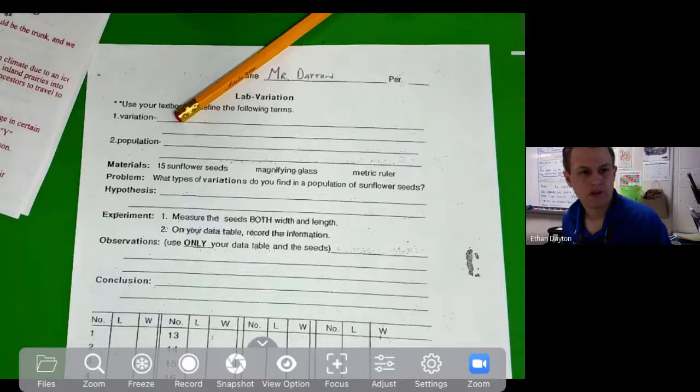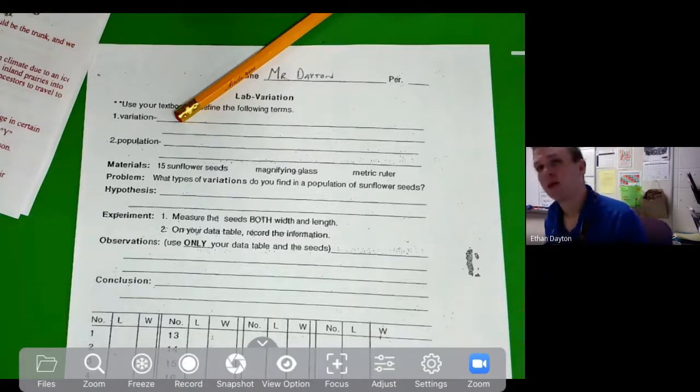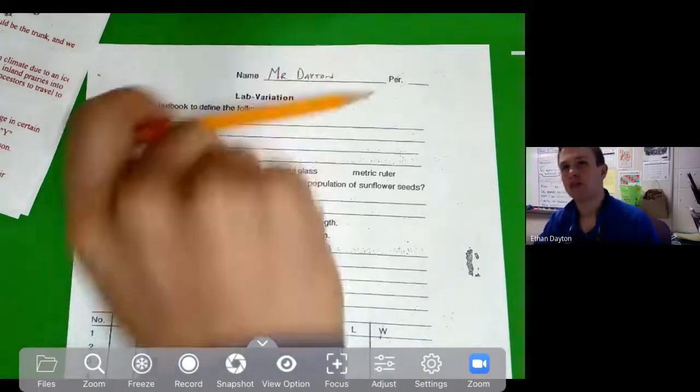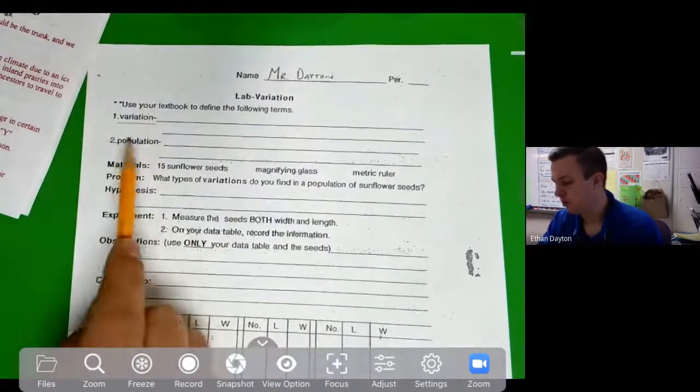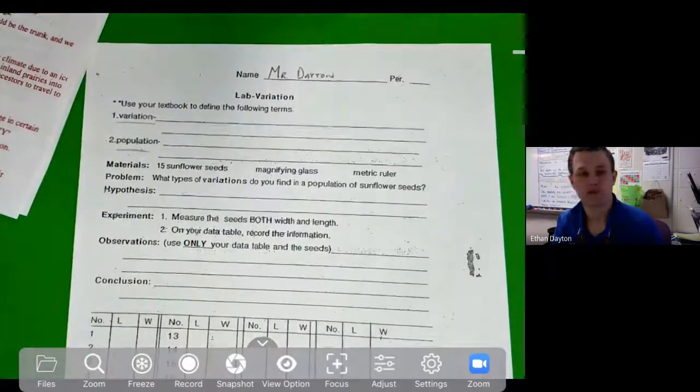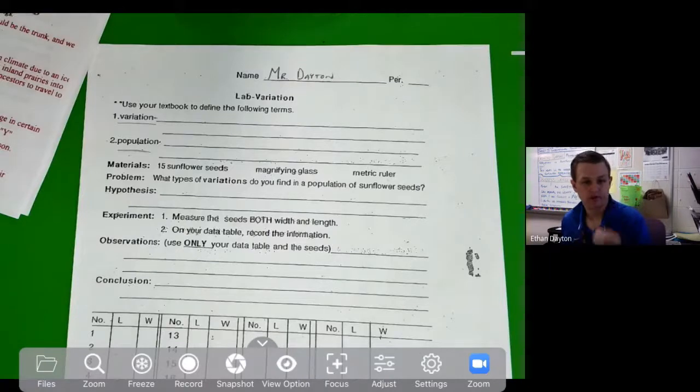Sunflower seed, that's what I'm looking for. All right, I just sent you a PDF. Okay. We're going to skip this for now. You're going to have to look this up on your own, variation in population, okay? Everybody got that? You have to look up variation in population on your own.